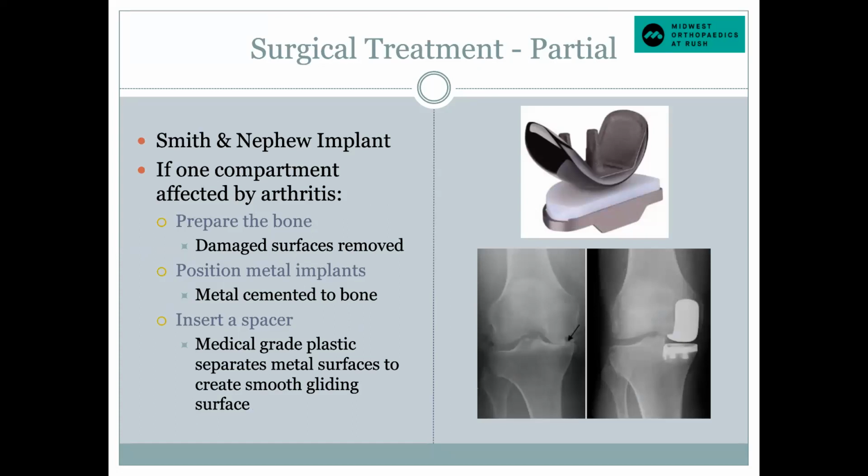For the surgical treatment for a partial knee replacement, Dr. Gerlinger uses a Smith & Nephew implant. He will begin by preparing the bone by removing the damaged surfaces, keeping only healthy bone. He will position the oxynium cup onto the femur, the titanium tray onto the tibia, and place a highly cross-linked polyethylene plastic liner in between. These components will be cemented in place.